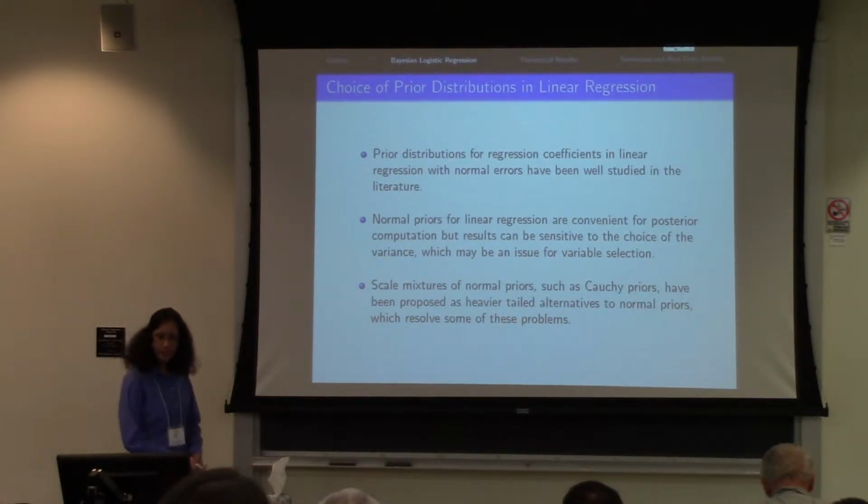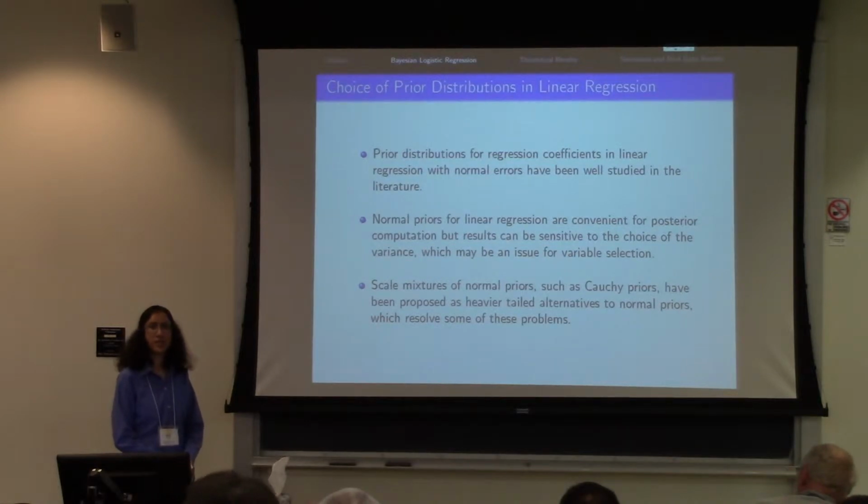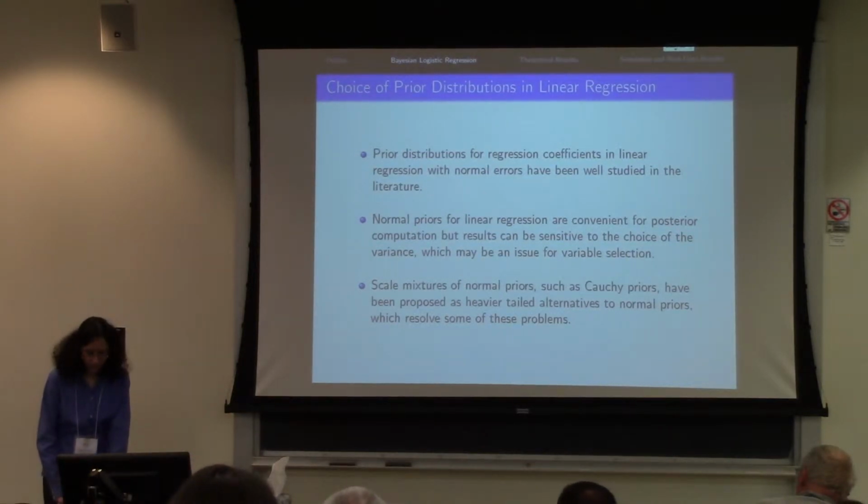So in linear regression, the choice of priors has been well studied, and many authors have advocated against the use of normal priors. These are computationally convenient, but the problem is that the results can be sensitive to the choice of the prior variance. And so many authors have advocated the use of heavier tailed priors, and especially priors with tails like the Cauchy. And these tend to resolve some of these problems in linear regression.